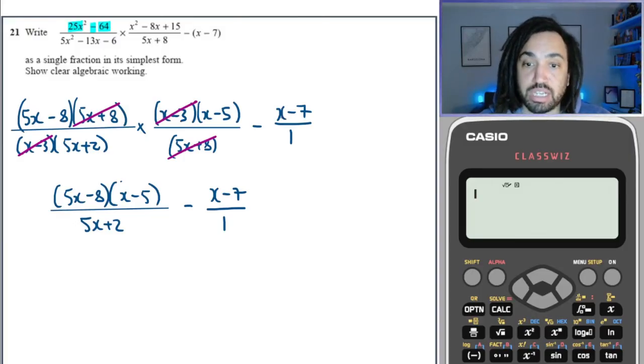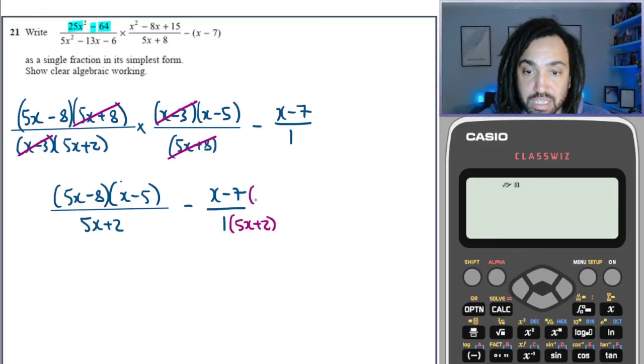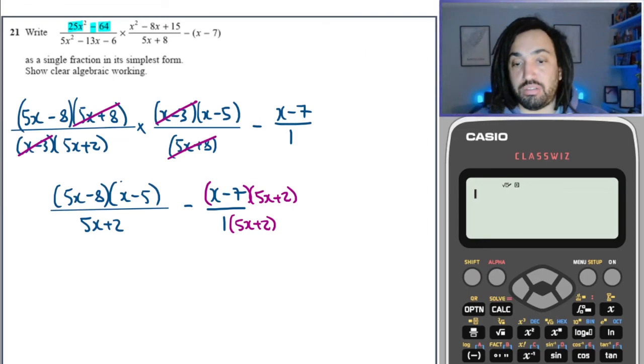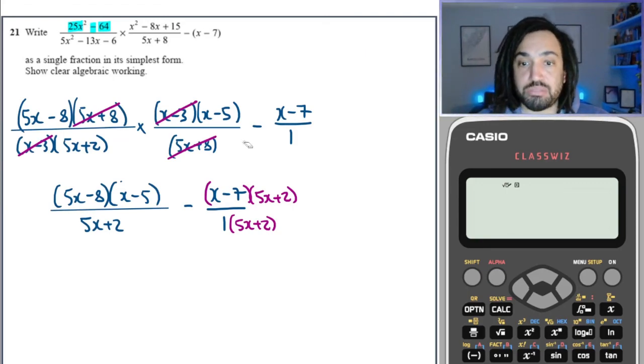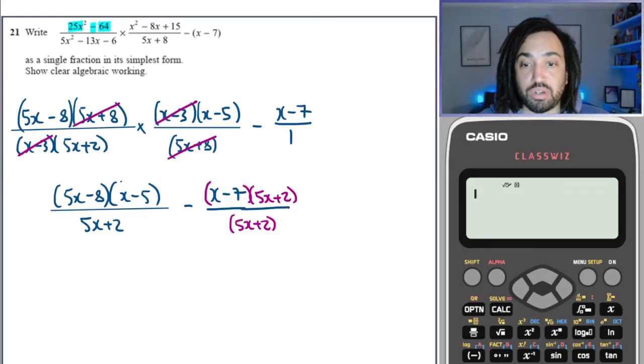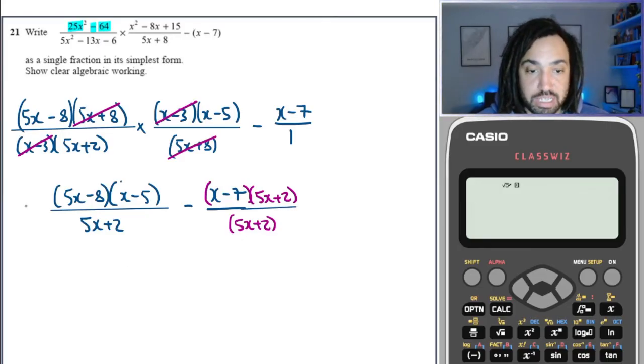Well, I would really like this denominator here to be 5x plus 2. Well, let's make it so. Times through by 5x plus 2 on the bottom here, times through by 5x plus 2 on the top here as well. Lovely. Because we're timesing by 1, we don't need to write it. Now we've got a common denominator, which means we can write this all over that denominator, which is 5x plus 2.